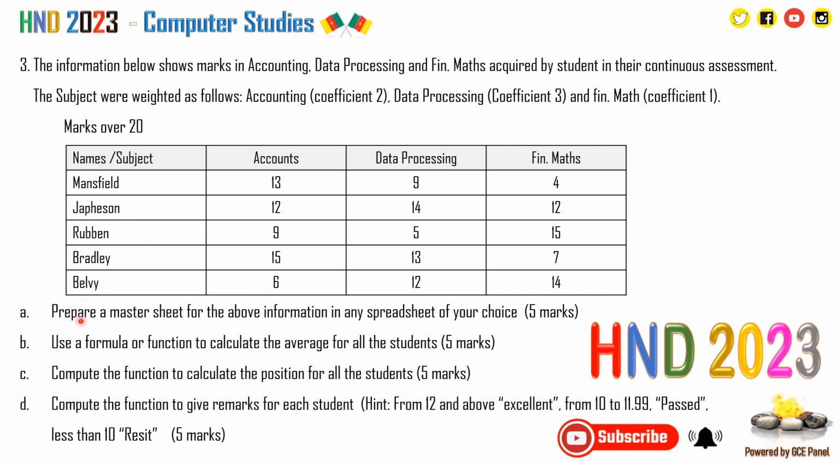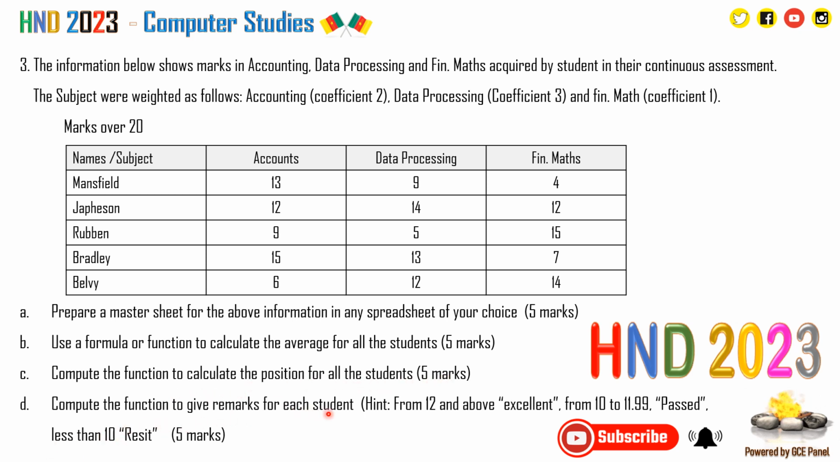You are required to A. Prepare a master sheet. A master sheet is the sheet that they use in preparing report cards, okay? The general marks for all the students and all of that, their averages, ranks. Prepare a master sheet using any spreadsheet of your choice, 5 marks. Use a formula or function to calculate the average for all the students, 5 marks. Compute the function to calculate the position for all the students, 5 marks.